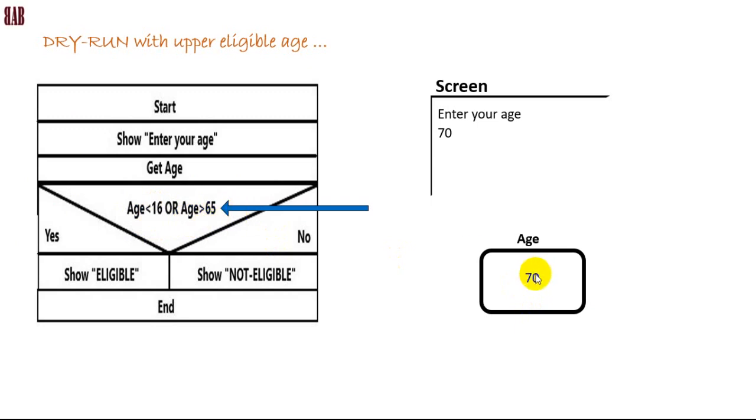Age greater than 65? Yes. Age is 70. So 70 greater than 65? Yes, 70 is a bigger number than 65. This becomes true. So even though this is false, this is true. So one of that is true. The entire thing is considered true, and therefore it will go through the yes side and say show eligible, and then end. So you see, the small OR here made a big difference in how it is evaluating.